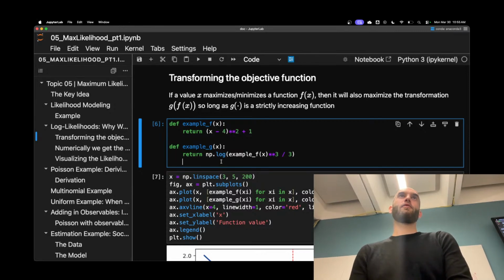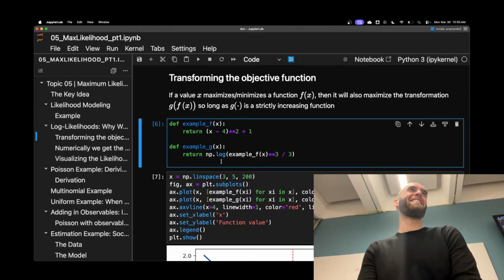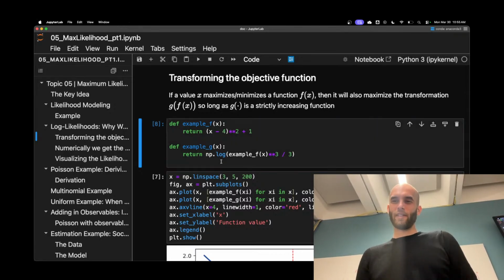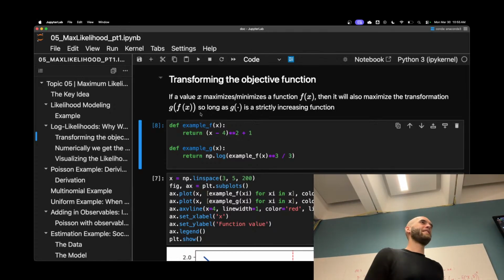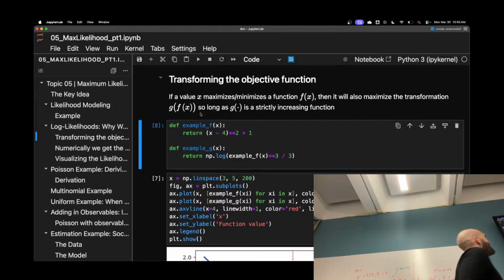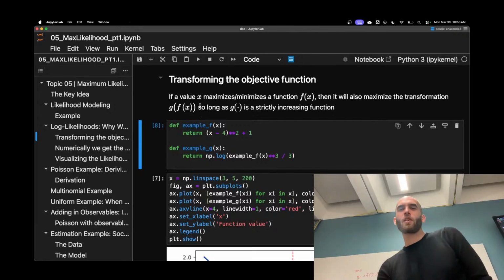Insert Shia LaBeouf transformer joke. Thank you. I'm here all afternoon. So what we're going to do is rely on this idea of a monotonic transformation. I'm sorry, I'm still stuck on Shia LaBeouf.